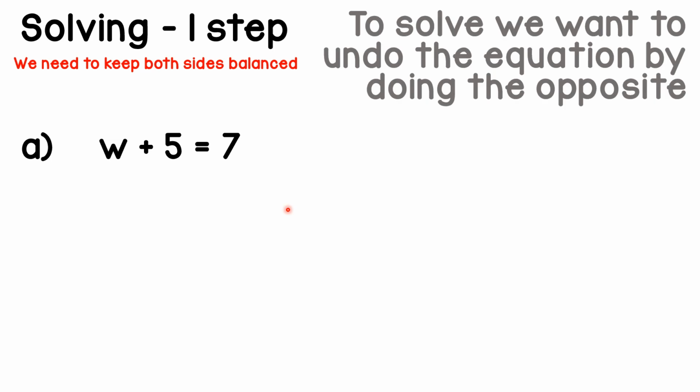So looking at this first one here, well, it's W plus 5 equals 7. So what's the opposite of plusing 5? It is minusing 5. Now, to keep these balanced, we have to do the same to both sides of the equal sign. So we're going to take 5 away from this side and 5 away from this side. That means the answer is W equals 2.